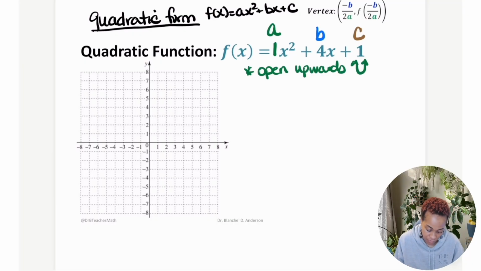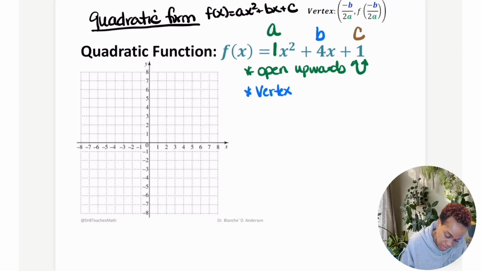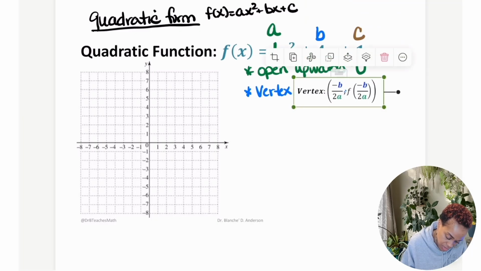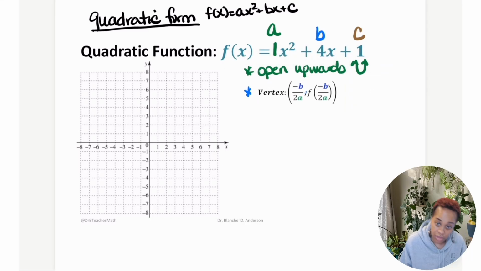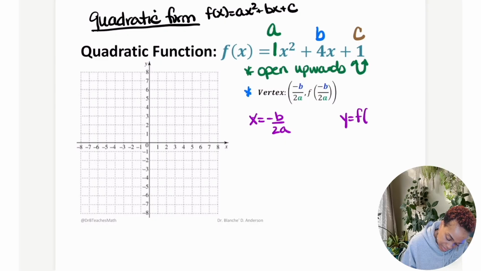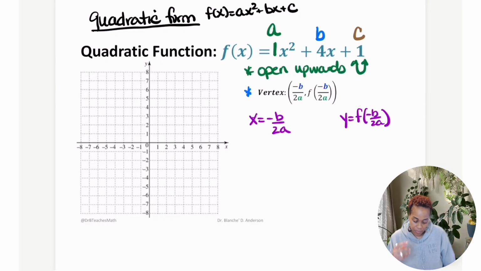Okay, so now let's find the vertex. Remember, we're going to use this particular formula here to find the vertex. Matter of fact, since I already got it, let's just put that there. So it says the x part is negative b over 2a, right? And the y part is f at negative b over 2a. The vertex, on the other formula was h, k, but this one we're talking about x and y because we're talking about the actual ordered pair.